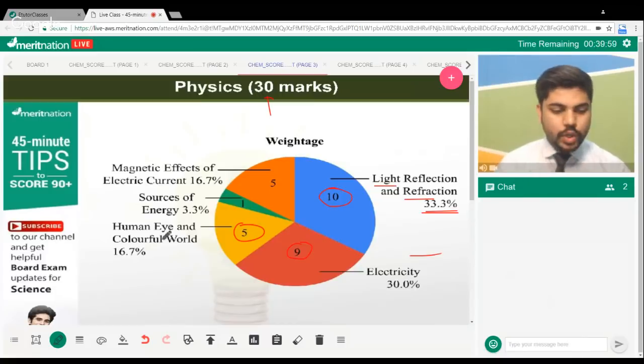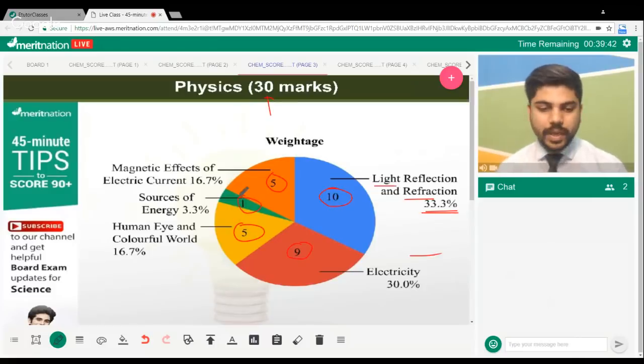That is human eye and colorful world. And if I talk about the magnetic effects of electric current, 5 marks from that chapter, right? Sources of energy, we can say that only 1 to 2 marks will be from that particular section. Okay, so this is all about your physics section.